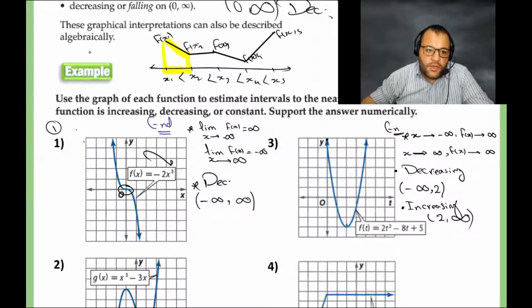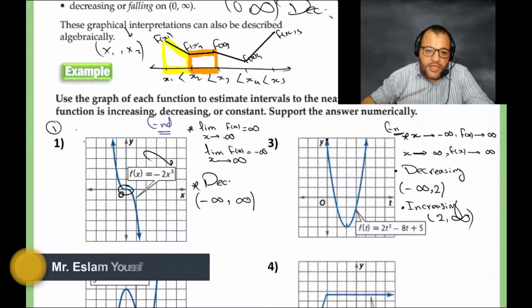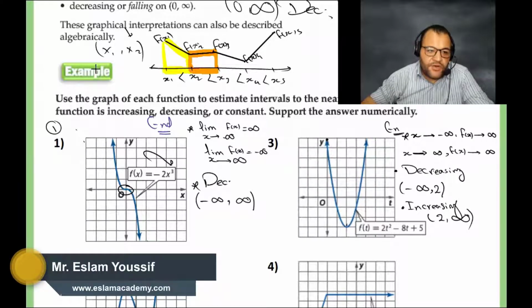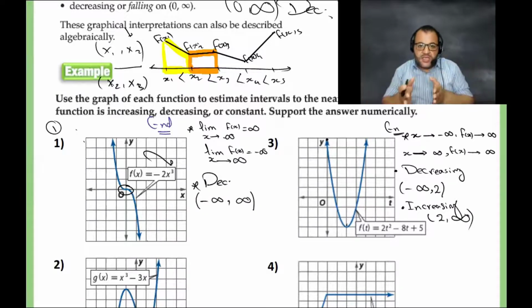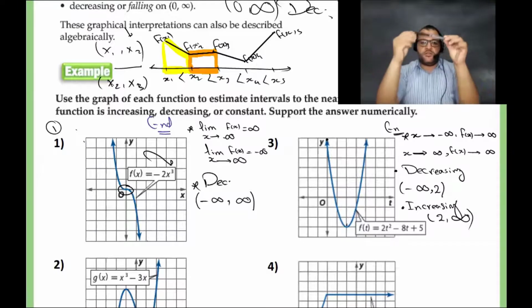From x1 to x2, at this interval, the function is going down. Then you have another interval here. The function is going horizontal. It's constant. Start from x2, end at x3. So now we have another one, which is horizontal. Between x2 and x3, the graph is horizontal.